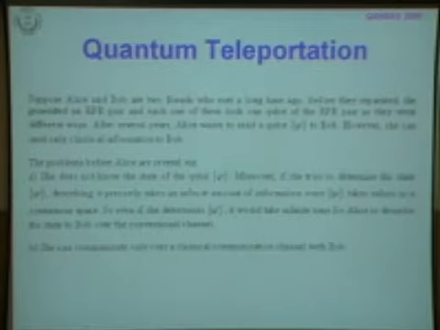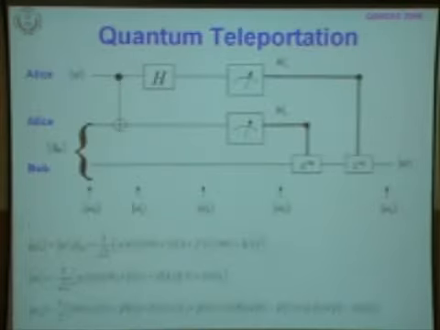After several years, Alice wants to send a qubit ket chi to Bob. However, she can send only classical information. The problems are, number 1, Alice doesn't know what she has to send. The surprising thing is Alice can't measure what she has to send, but she can send that. And second thing is she can communicate only over a classical communication channel with Bob. This is the circuit for quantum teleportation.